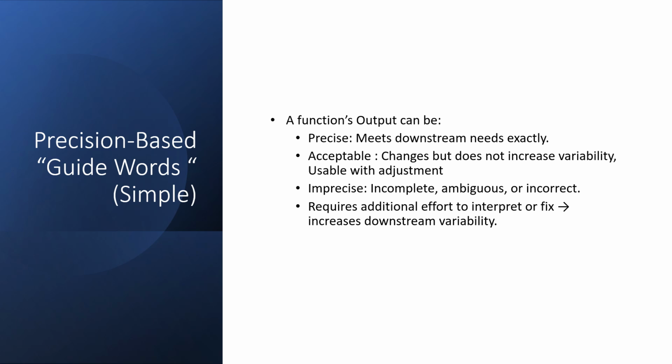Precision-based guide words. A function's output can be precise, it meets the downstream needs exactly. A function's output could be acceptable. It changes but does not increase variability. It's usable but with adjustments. An output could be imprecise, that is, it could be incomplete, it could be ambiguous, or simply incorrect. An output could require a different additional effort to be interpreted, to fix, or to increase downstream variability.